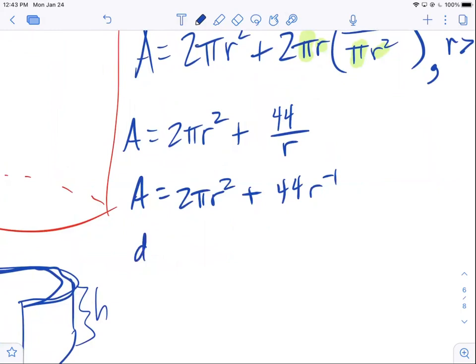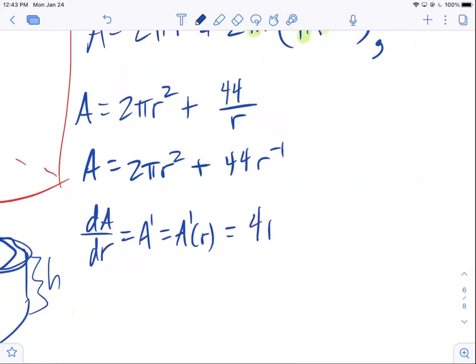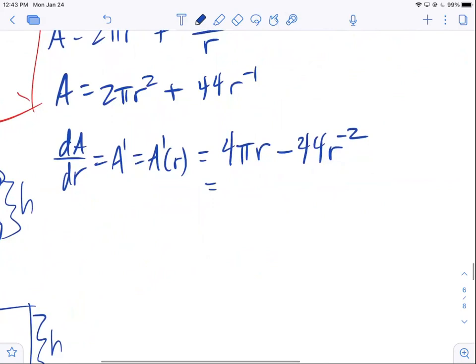So now let's do that. The derivative of A with respect to r, or A prime of r, it doesn't matter which one. Power rule: 4 pi r to the first minus 44 r to the negative second. Easy. Now, because we want to use it, we want to clean it up. You could either factor out least powers, or you could factor after you clean it up. Let's clean it up first without factoring out least powers, because I think more people would do it this way. But factoring out least powers, which would be r to the negative second and then a 4, cleans it up in the quickest, fastest way.